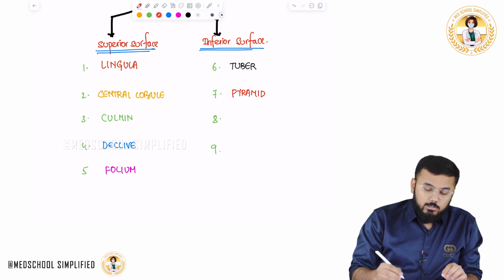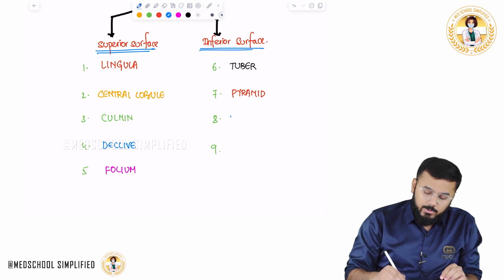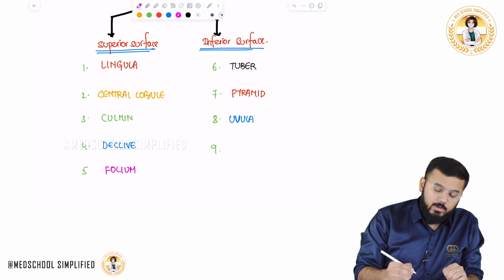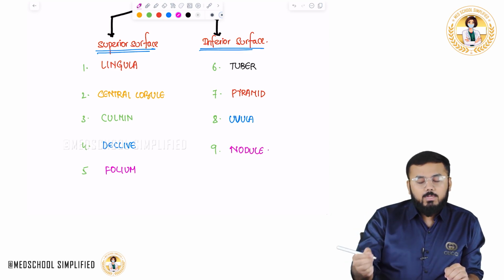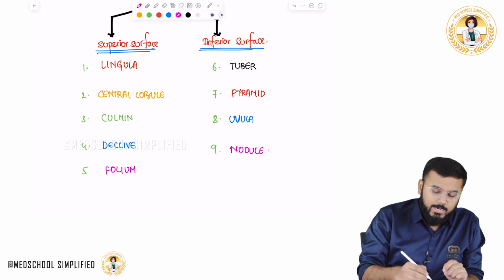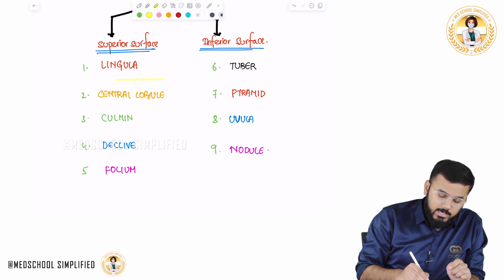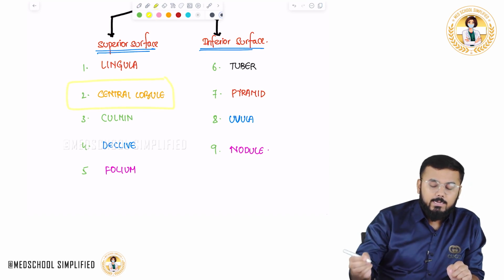And what is lobule number 8 called? Lobule number 8 is called uvula. And finally, lobule number 9 is called nodule. So how many lobules do we have? 9 lobules. What is the second lobule called? The second lobule is called the central lobule.